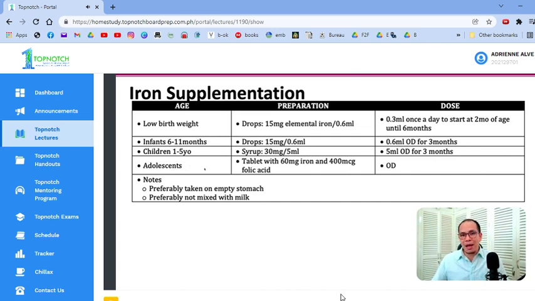Okay, and of course for female adolescents, lalo na pag nag-menses na sila, we give your iron preparation with folic acid, to prevent your neural tube defects. Please do take note that there are various preparations of iron. When we say 15, 30, 60, we are talking about the elemental quantity of iron.